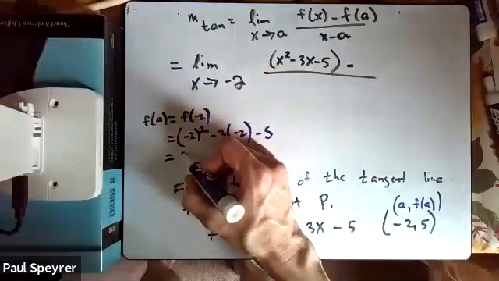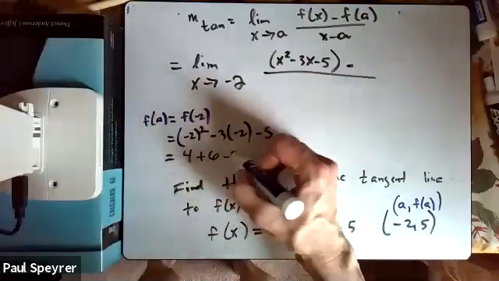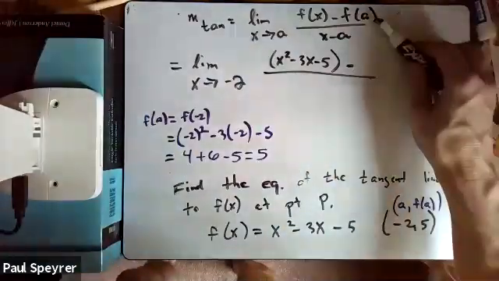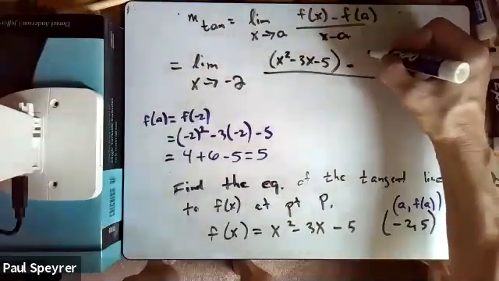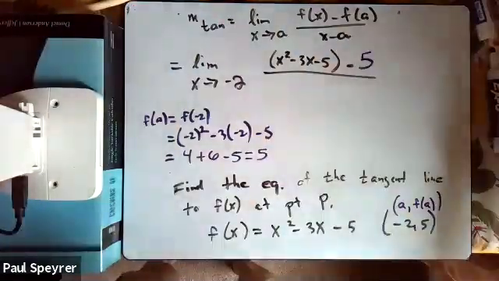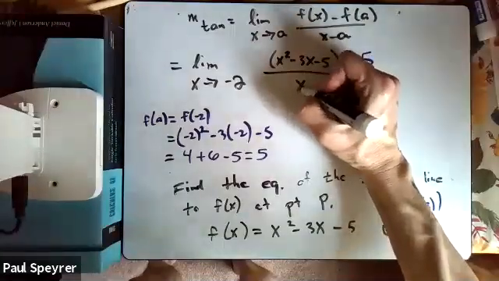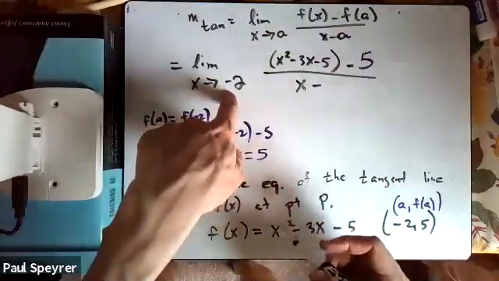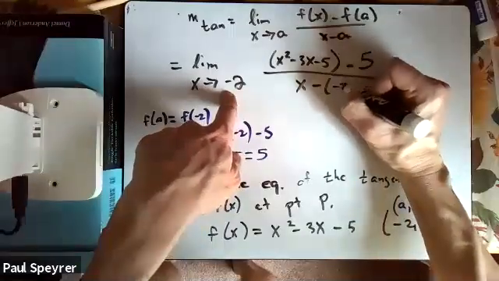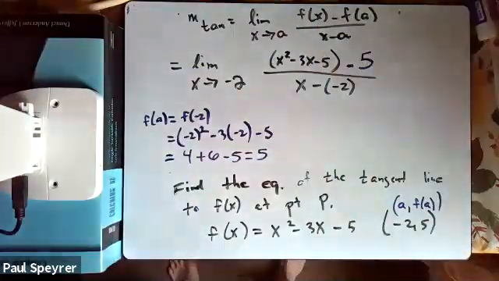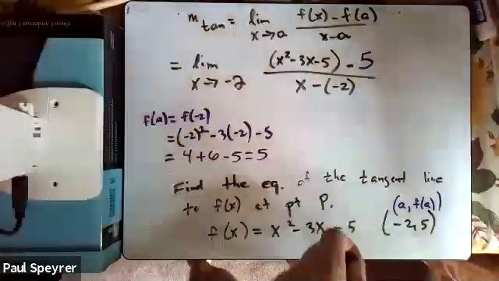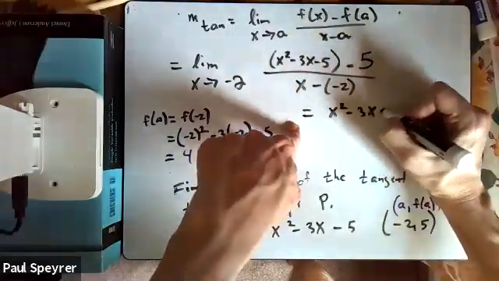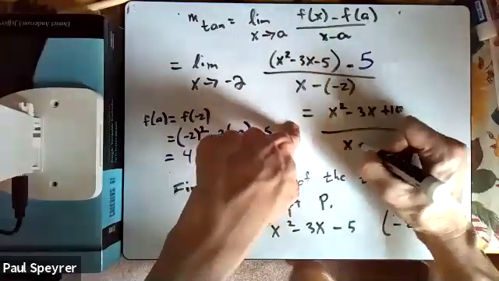This is 4 plus 6 minus 5, right? So you wind up with 5. 10 minus 5 is 5. So f of -2 in this case is 5. And on the bottom, we have x minus, and watch the signs, right? Because it says x approaches -2, a is -2, so we're going to have minus -2 right there. So let's simplify this thing. Now we have x squared minus 3x plus 10 over x plus 2.